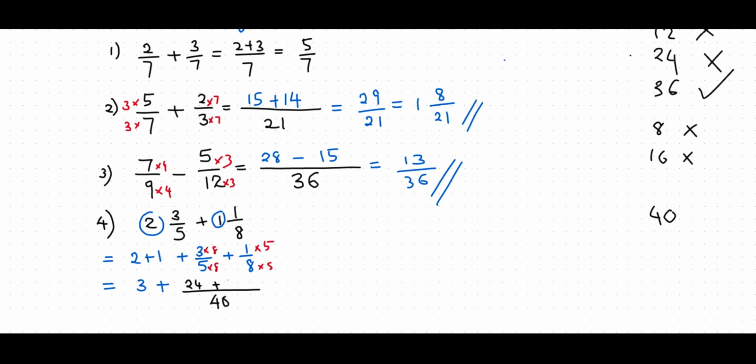Now the denominators are the same, so we can add: 24 plus 5 is 29 over 40. Then write it as a mixed number. Combine these two: 3 and 29 over 40.